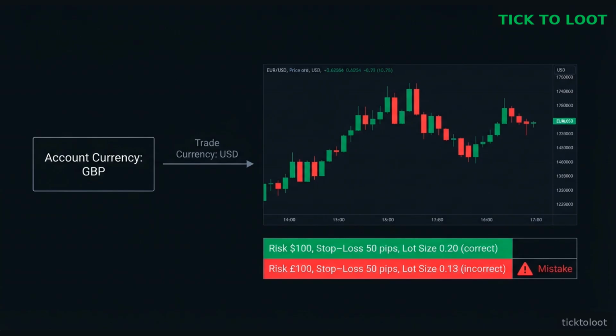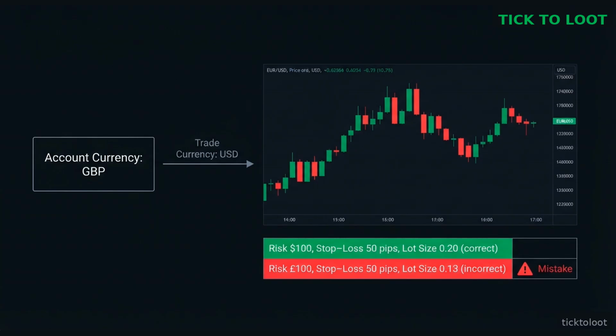In Forex, the unit you need to watch is the account currency, the money you deposited with your broker. If your account is denominated in British pounds, but you're trading the euro to US dollar pair, the profit and loss from that trade will be calculated in US dollars, not pounds. The risk per trade calculator we saw earlier assumes the risk amount is expressed in the same currency as the trade. So if you type in a risk of $100 while your account actually holds pounds, the platform will incorrectly size your position. For example, with a 10,000 pound account, a 1% risk is 100 pounds, which is roughly 123 US dollars at a typical exchange rate of 1.23.